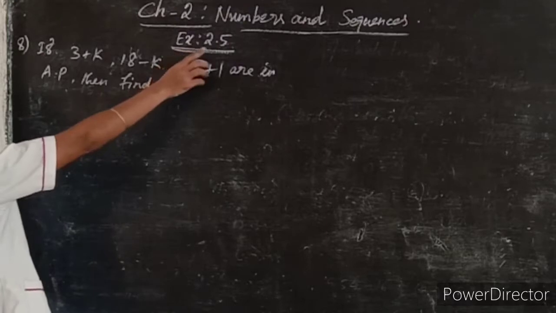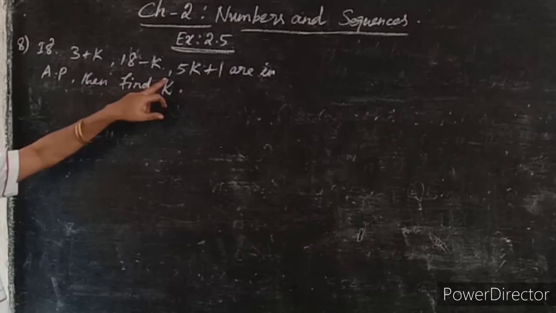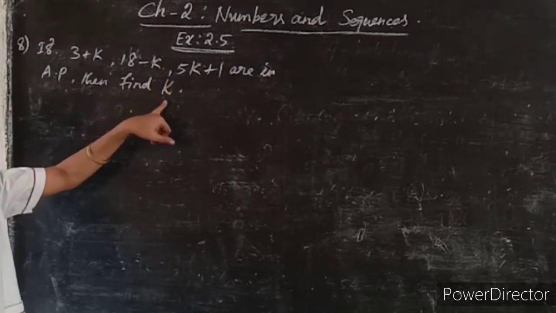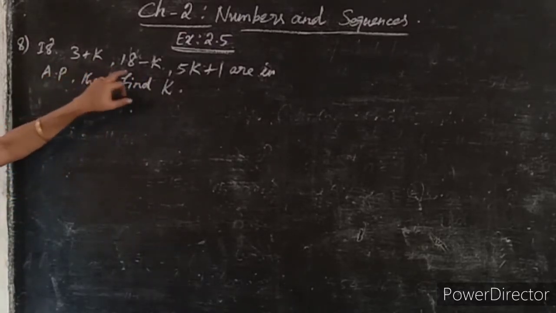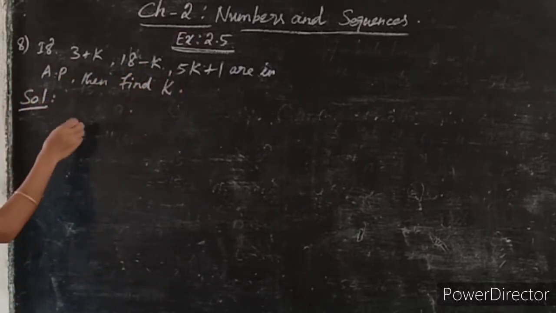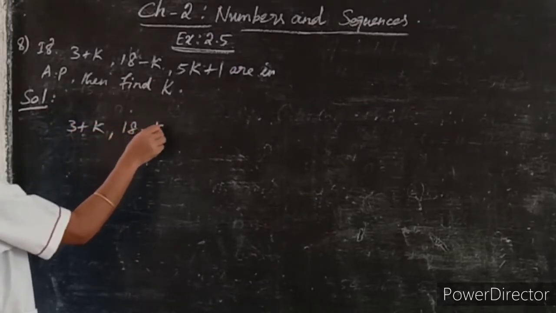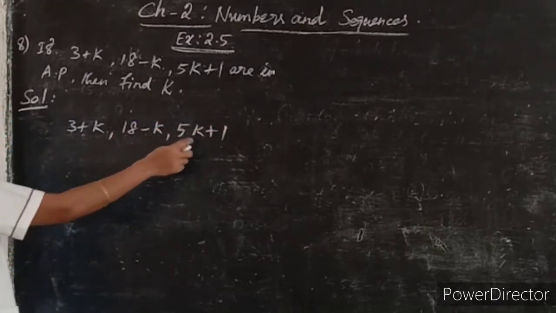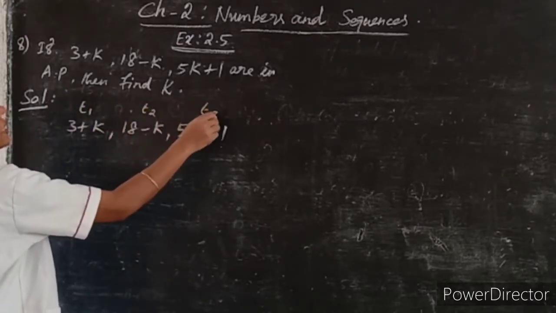Now from exercise 2.5, question number 8. If 3 plus k, 18 minus k, 5k plus 1 are in AP, then find k. What is given? An AP is given. 3 terms are there, T1, T2, T3. So the AP is 3 plus k, 18 minus k, 5k plus 1. These 3 terms are in AP, that is given. This is T1, this is T2, this is T3.